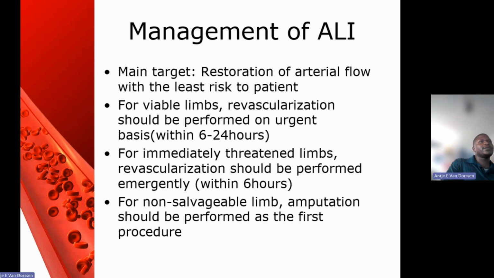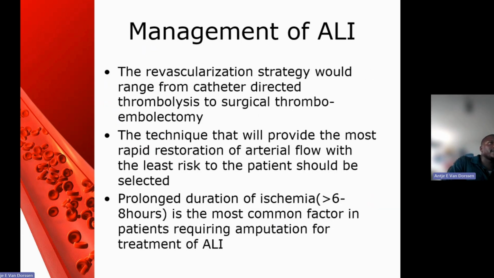The revascularization should be performed on an urgent basis, about 6 to 24 hours, and that's for your Rutherford 2A. For immediately threatened limbs, it should be performed emergently within 6 hours. And for the non-salvageable limb, of course, amputation should be performed as the first procedure.